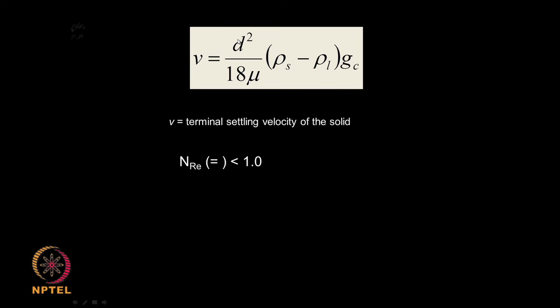The larger the diameter, the faster it will come down. It is inversely proportional to viscosity: if the viscosity of the medium is high, the settling velocity becomes low. The driving force is rho s minus rho l. If I have a large difference, I will have a large settling velocity; if I have a small difference, I will have a small settling velocity. The most important point to consider is that the solid should be moving at a very low velocity, that means at a very low Reynolds number. Generally the Reynolds number should be of the order of less than 1.